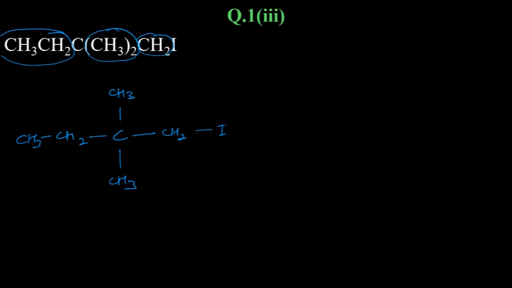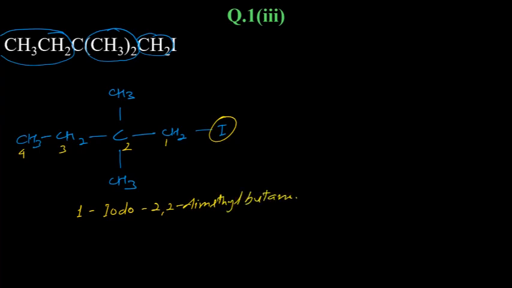Now, obviously, because halide is attached here on first carbon, the numbering will start from the right side. 1, 2, 3, 4. And the name will be on 1, you have iodo. So you will write 1 iodo, 2 comma 2 dimethyl butane.